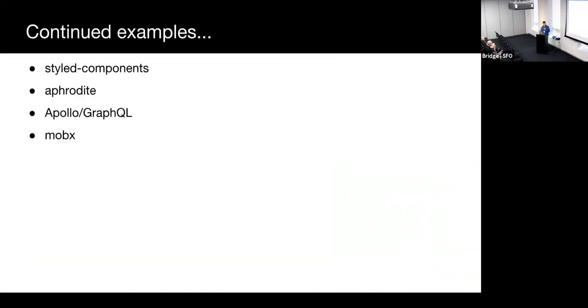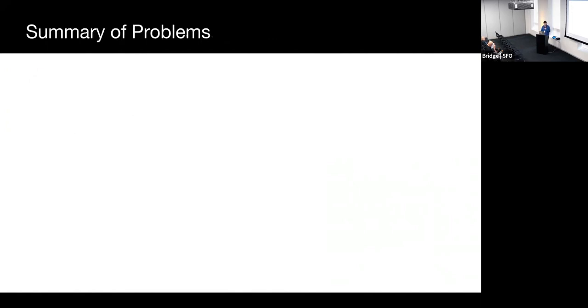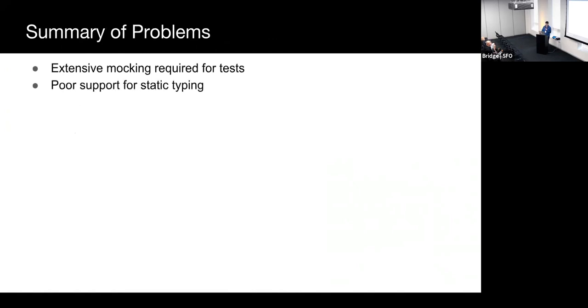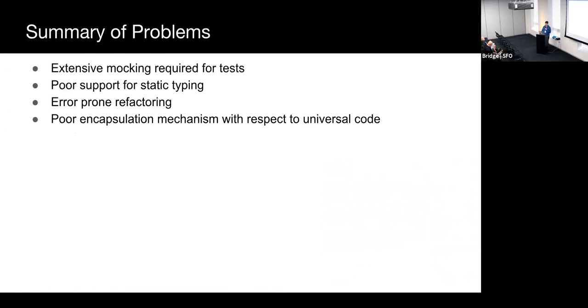And we'll see this continue with basically every single one of these libraries. So if you're trying to do any styled component, any CSS-in-JS library, all different types of state management libraries like Apollo, GraphQL, MobX, all of these have this pattern, and it's really hard to create a shared abstraction that lets you encapsulate this in a universal way. So a quick summary of our problems: extensive mocking for tests, poor support for static typing, error-prone refactoring, and a poor encapsulation mechanism, specifically with respect to universal code.